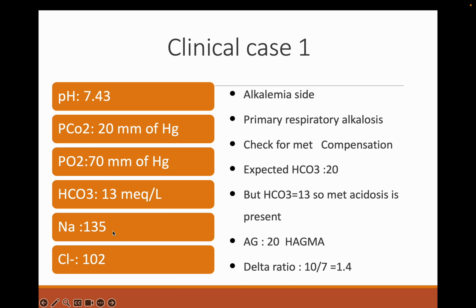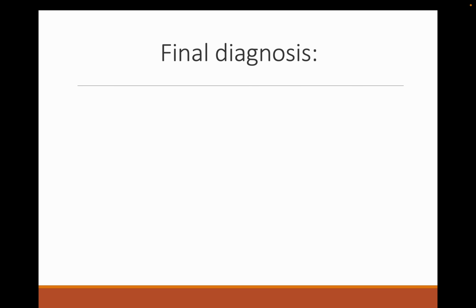Then you calculate the anion gap. So anion gap is 20, so it is high anion gap metabolic acidosis. You also calculate the delta ratio. Delta ratio is 1.4. Anything 1 to 2 in delta ratio is high anion gap. Anything less than 1 is normal anion gap. Anything more than this is HAGMA with metabolic alkalosis. So this is a case of respiratory alkalosis with high anion gap metabolic acidosis.